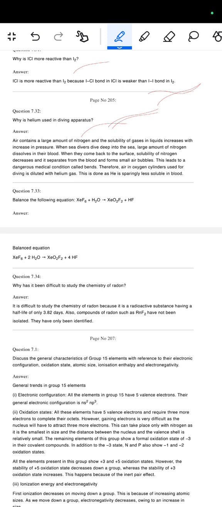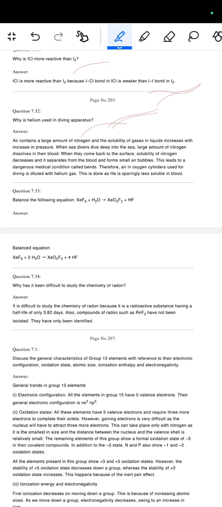So air contains a large amount of nitrogen, and the solubility of the gas in the liquid increases with increase in the pressure. When the divers dive deep into the sea, a large amount of nitrogen dissolves in their blood. When they come back to the surface, the solubility of nitrogen decreases and it separates from the blood and forms small air bubbles. This leads to a dangerous medical condition called the bends.